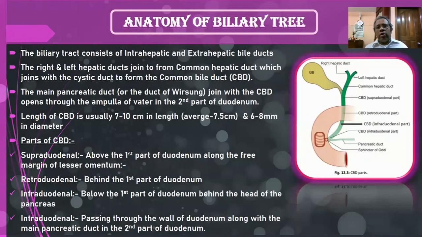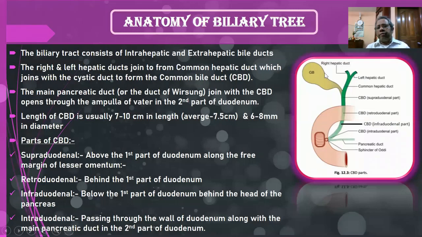Before starting the obstructive jaundice discussion, first we discuss the anatomy of the biliary tree. If you understand the anatomy of the biliary tree, you can easily evaluate the causes of obstruction, where and how. For that, you can look at the picture.